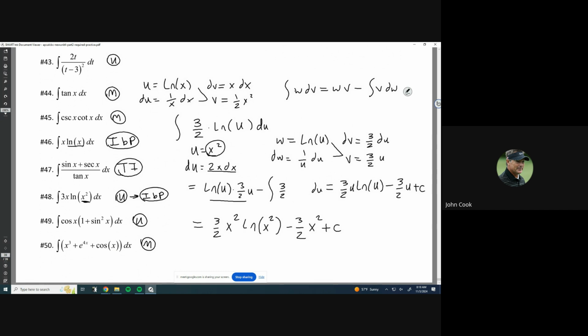And that's all the integration by parts problems on this worksheet. They're not terribly difficult once you get the pattern down. But just practice them.